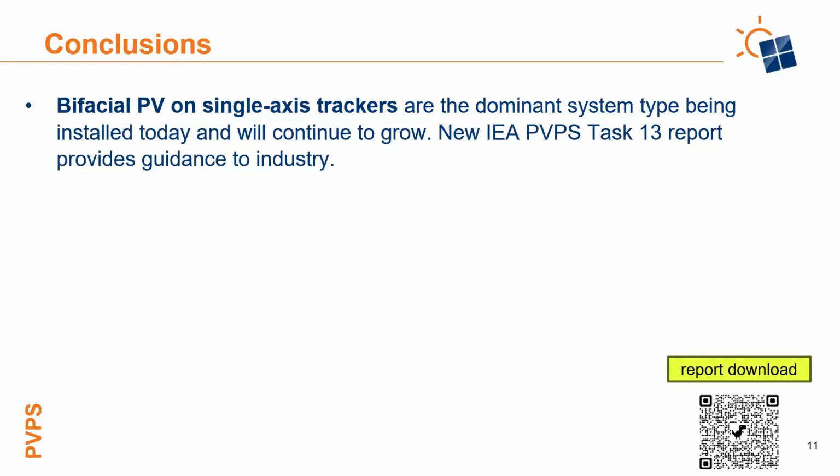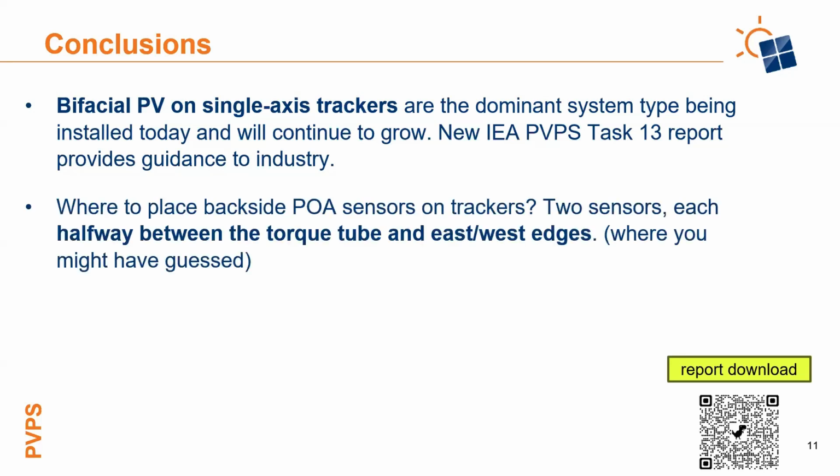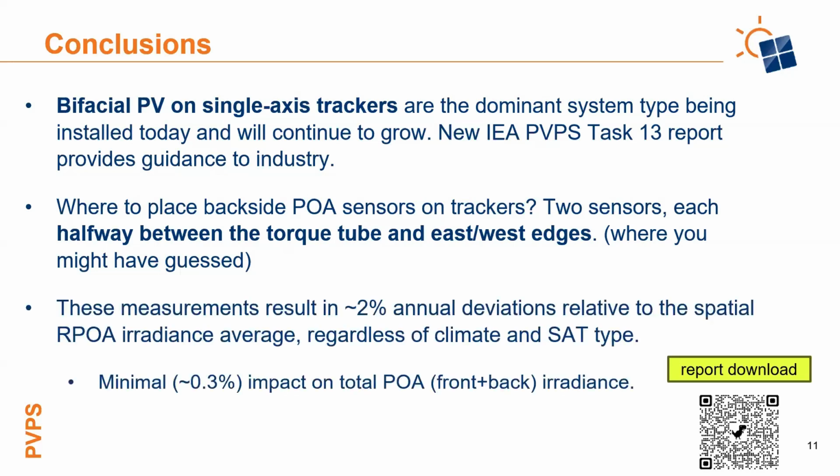There's a QR code here, if you haven't scanned it already, to the report. And the question about where to place your backside sensors on trackers, it's kind of where you might have guessed. Halfway between 2 of them, placed halfway between the torque tube and the east-west edges. And if you do that, we think you're going to observe about a 2% deviation to the spatial average rear plane of array irradiance, which again will have minimal impact on total irradiance.